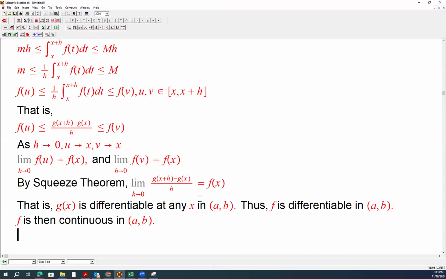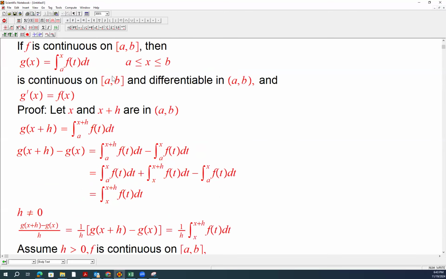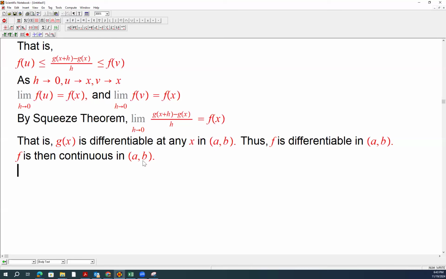Then, but the theorem wants us to prove that it is also continuous on the endpoints, right? So we're going to use right end limit, left end limit. So at A, we're going to prove this differentiability, we're going to apply the left limit and right limit.